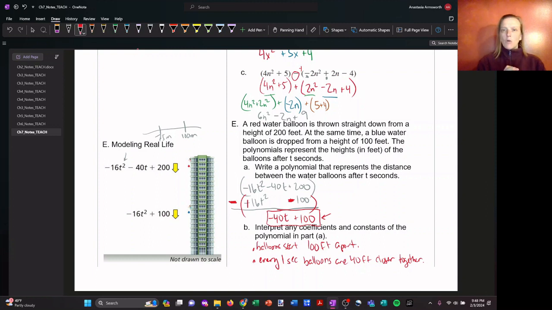So hopefully that helps you see how to add and subtract polynomials. I hope this helped.